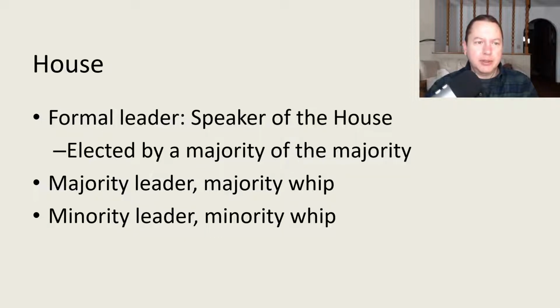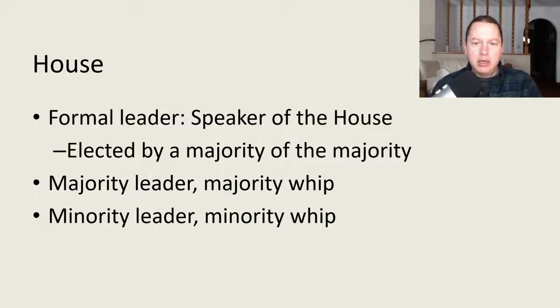Let's talk about the House. The formal leader is the Speaker of the House. This person is elected by a majority of the majority. So when the Democrats have a majority in the House, and because the House has an odd number of representatives, one side will typically always have a majority, then the Democrats will select the Speaker. When the Republicans have control of the House, then the Republicans select the Speaker. There is a majority leader and a majority whip, and there is a minority leader and a minority whip.